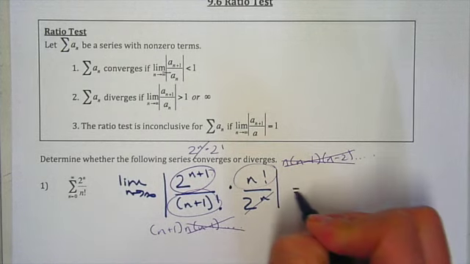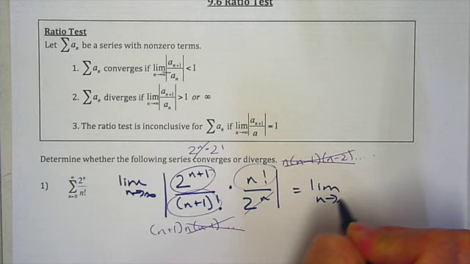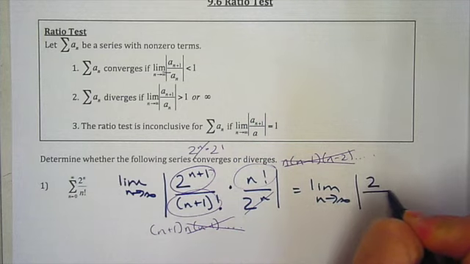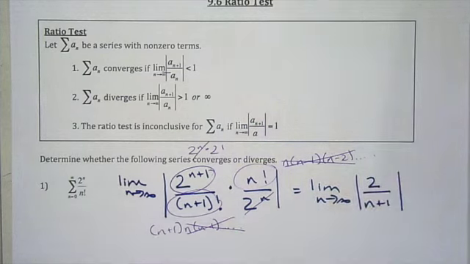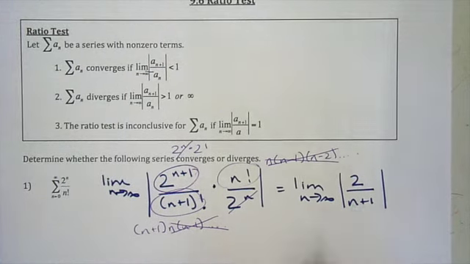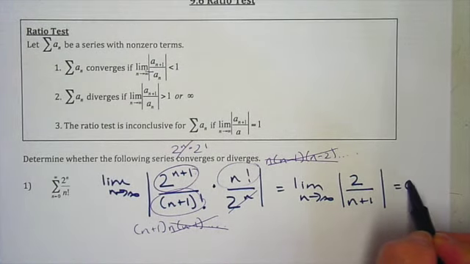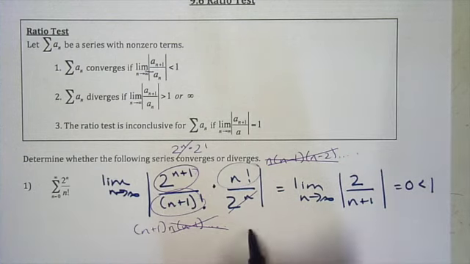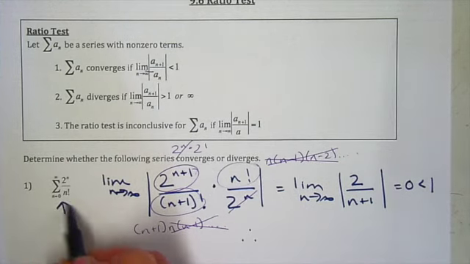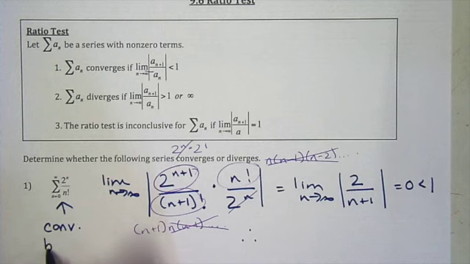So really what you're left with before I take my limit is this. You have 2 on the top and you have the n plus 1 here. Now when I take the limit, plug in infinity for n, this limit is 0, which is less than 1. So we can say this series converges by the ratio test.